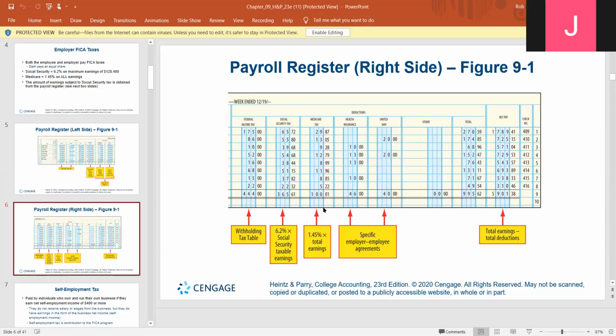So you're going to debit Social Security tax expense. You're going to credit Medicare tax expense. You're probably just going to combine them all into one called payroll tax expense. So let's see what's happening here.